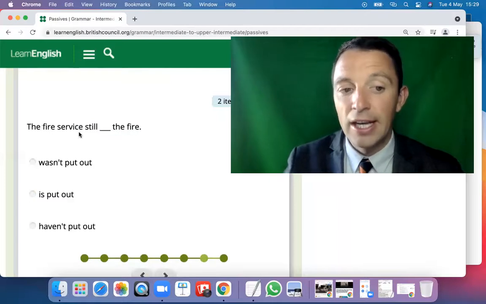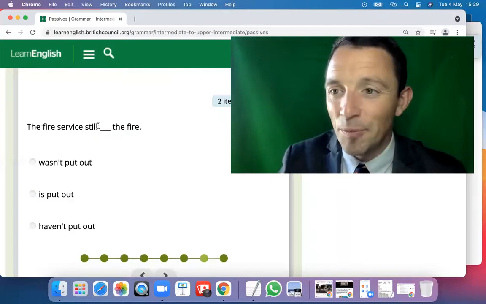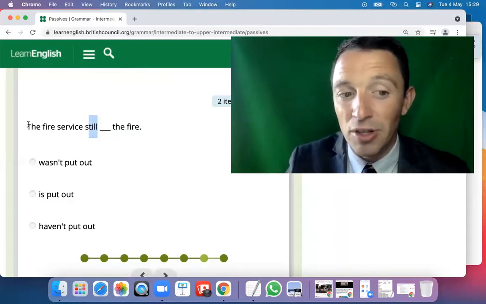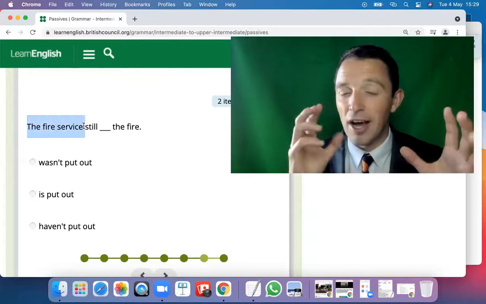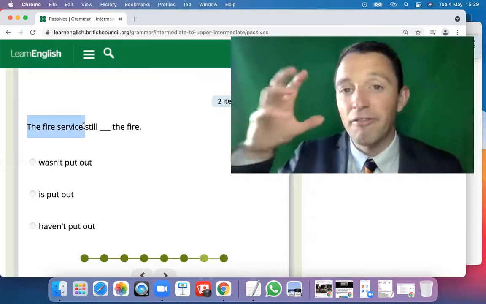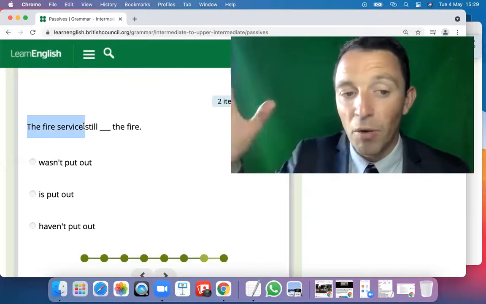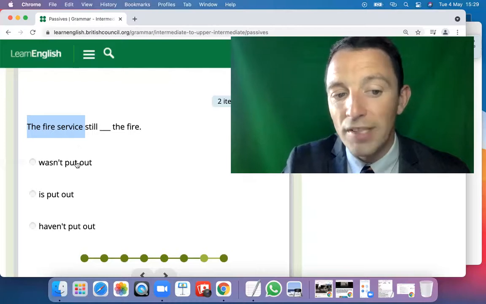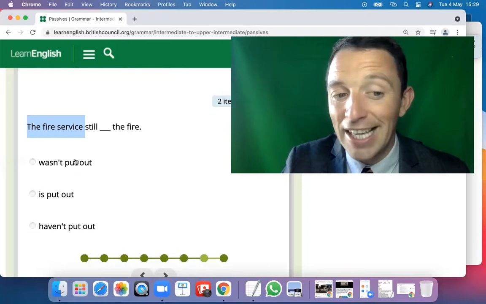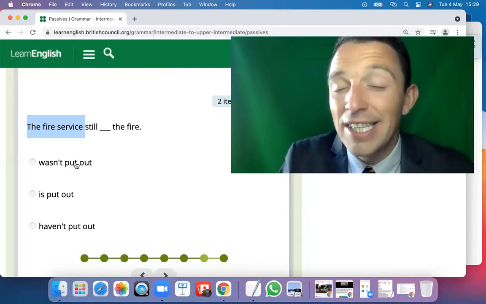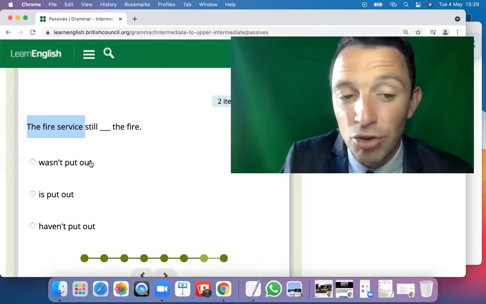Okay, 2 more. The fire service still, which means they continue. Okay, so the fire service is the focus of the sentence, like the firefighters, the fireman, the firewoman, still wasn't put out the fire. So that's the past of the verb to be plus the participle. So this is a possible passive structure, but it depends on the sentence.